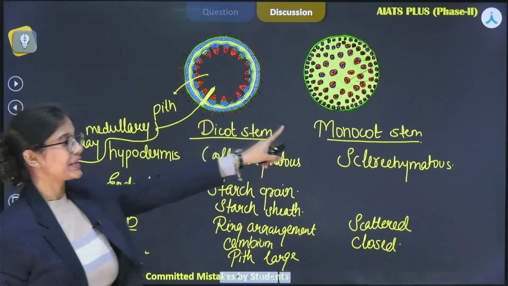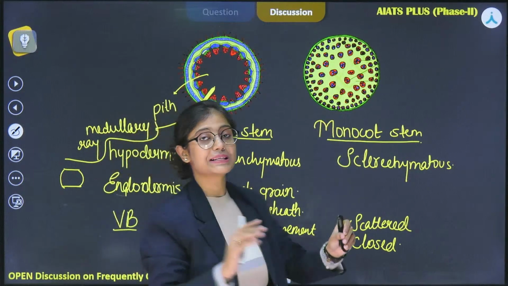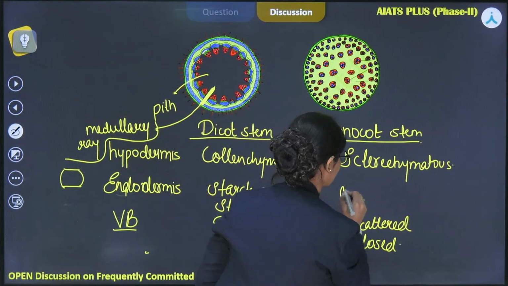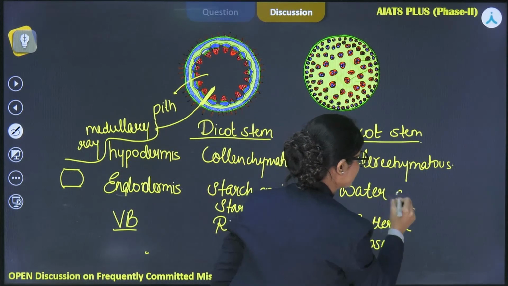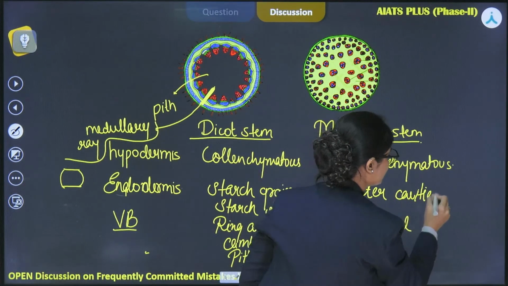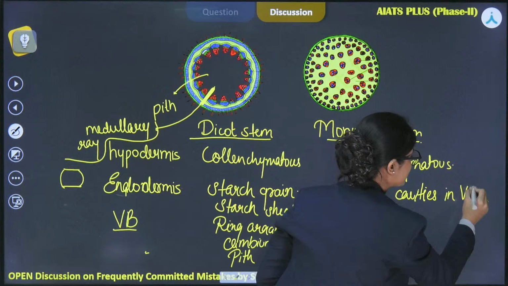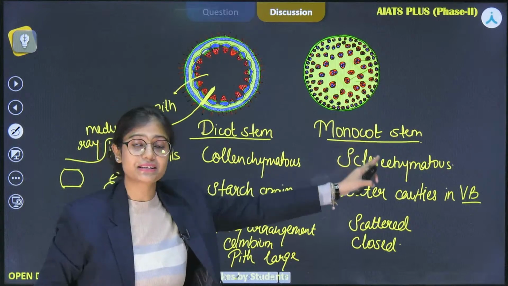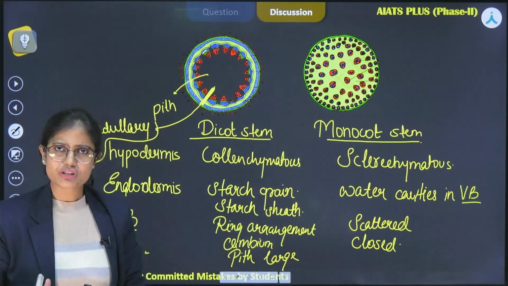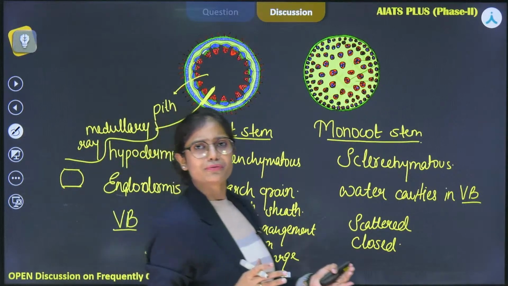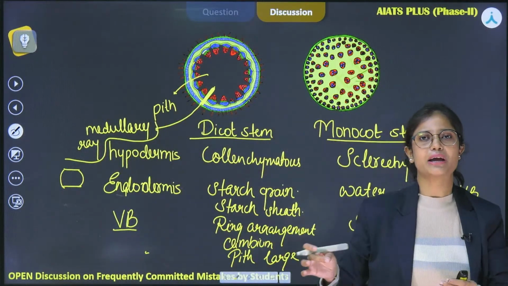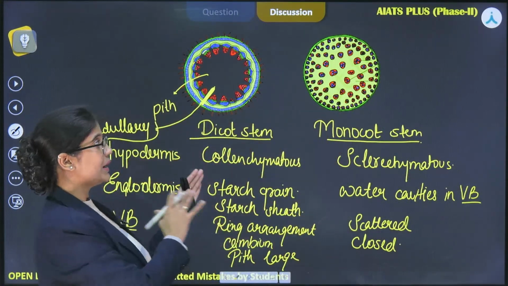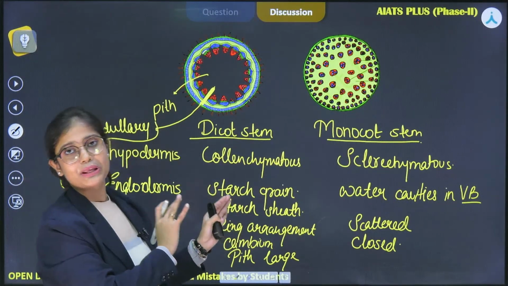One more feature which is the characteristic feature for the monocot stem is the presence of water cavities within the vascular bundles. I am writing here water cavities in vascular bundle. VB here stands for vascular bundle, please remember that. Right, so this is the characteristic feature for the monocot stem. Such questions also come, that water cavities are found in monocot stem, dicot root, monocot root. So the correct answer is monocot stem. Right, so this is how we learn the structural differences between the structures.